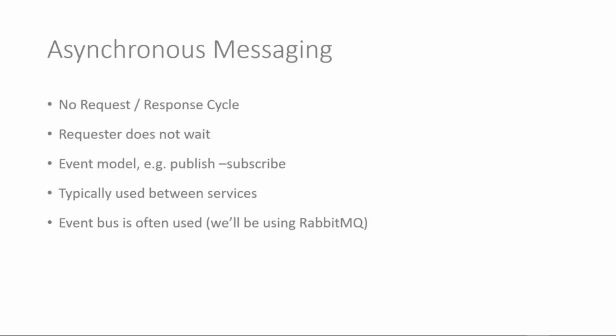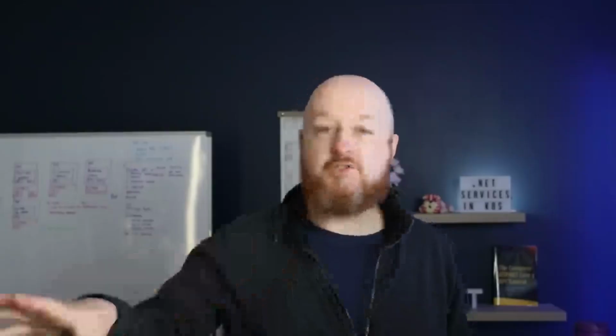An event bus is often used, and again, we're going to be using RabbitMQ much later down the path. We'll introduce RabbitMQ. And services don't really need to know about each other. They just need to know about the bus. So the idea is, as a requester, I just need to talk to the message bus and put something onto it and say, here you go, here's something that other services need to know about, or here's some information that I potentially need.